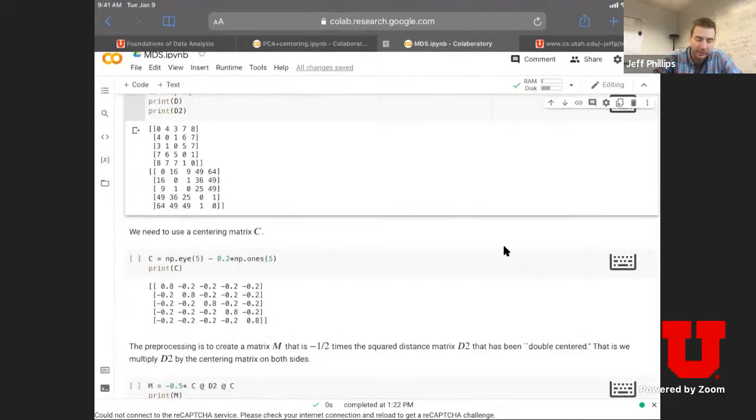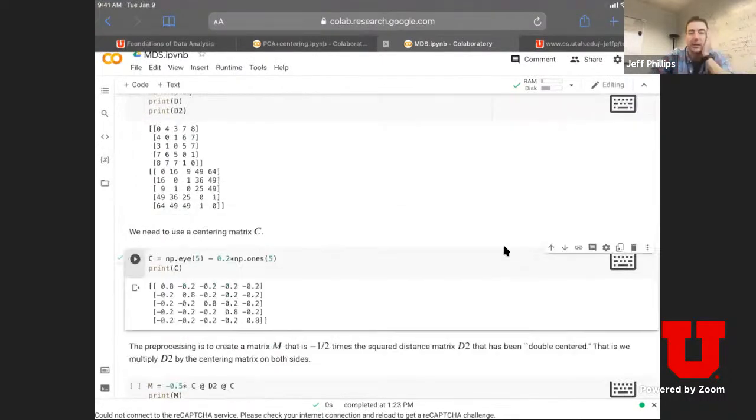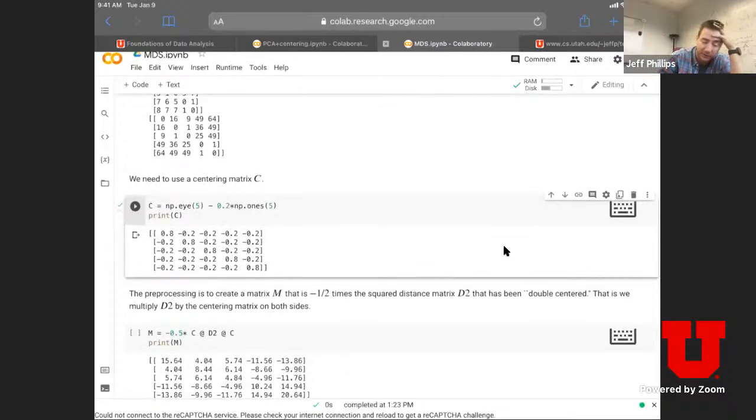The second step is we need a centering matrix, right? So I made the identity matrix minus 1/5, which is 0.2, times the all ones matrix. That's 5 by 5, and here's my centering matrix.